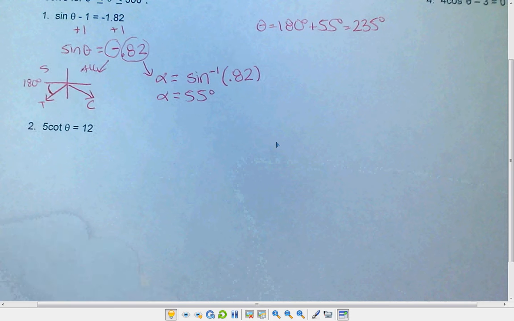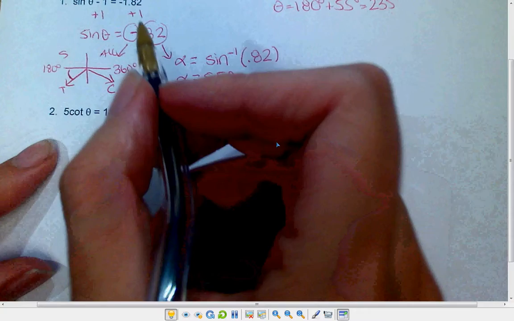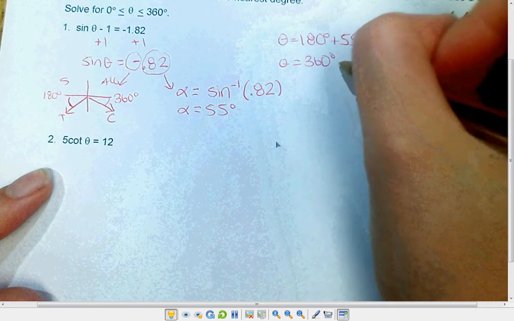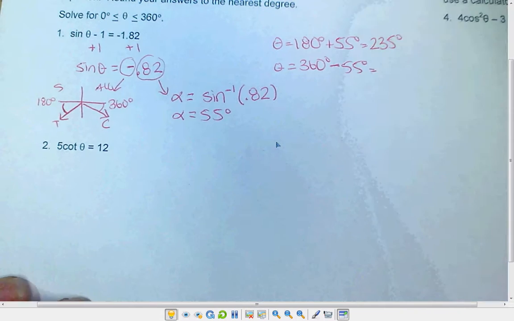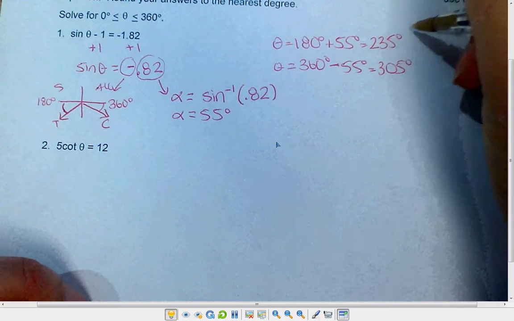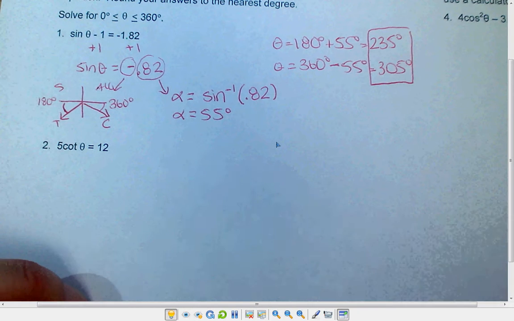Our second answer is going to be in the fourth quadrant. So this one is closer to 360. And because I'm going from 360 towards 270, I know it's decreasing, so I'm going to take 360 and subtract my reference angle, which is 55. And that's going to give me 305. So my two answers for this problem are 235 degrees and 305 degrees.